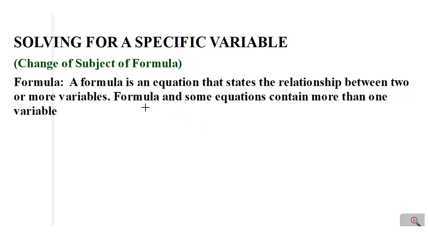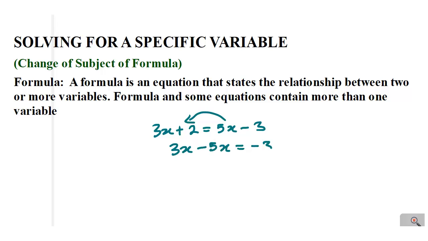That is, it is being made the subject. How do I mean? For instance, if I have, say, 3x plus 2 is equal to 5x minus 3, and I'm required to make x the subject of formula, what it implies is that I'll first collect the like terms. So I'm going to have 3x, 5x coming here to be minus 5x, equal to minus 3, and 2 going here will give minus 2. So 3x minus 5x will give us minus 2x, equal to minus 5.